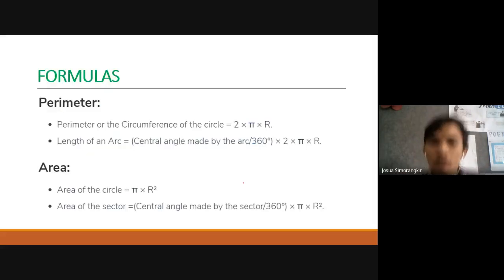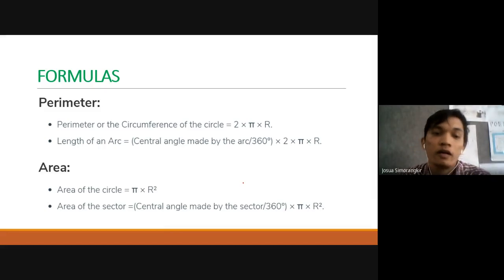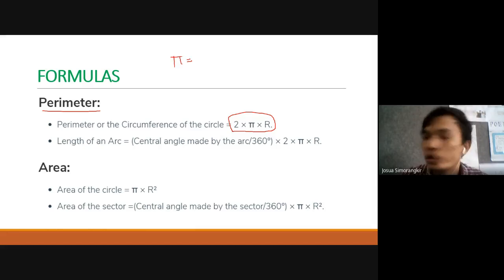So this is the last part, about the formulas in the circle. To find the perimeter, or the circumference, we use the formula 2 multiplied by pi multiplied by r. So what is pi? Pi is the ratio if we compare the perimeter and the radius.